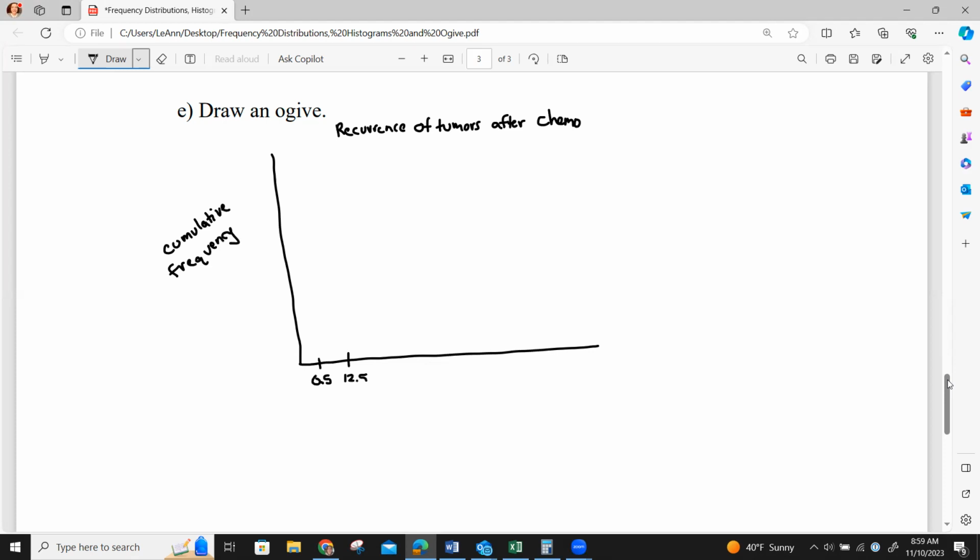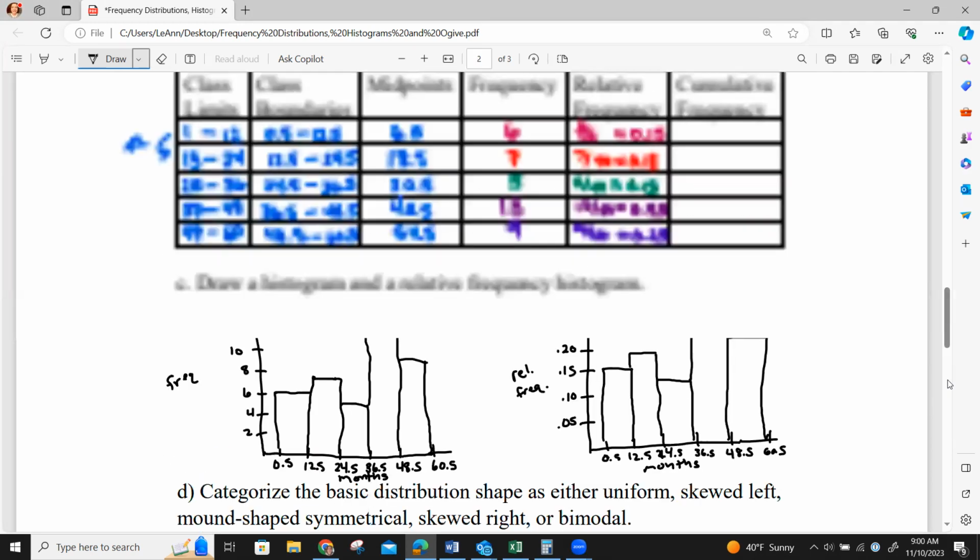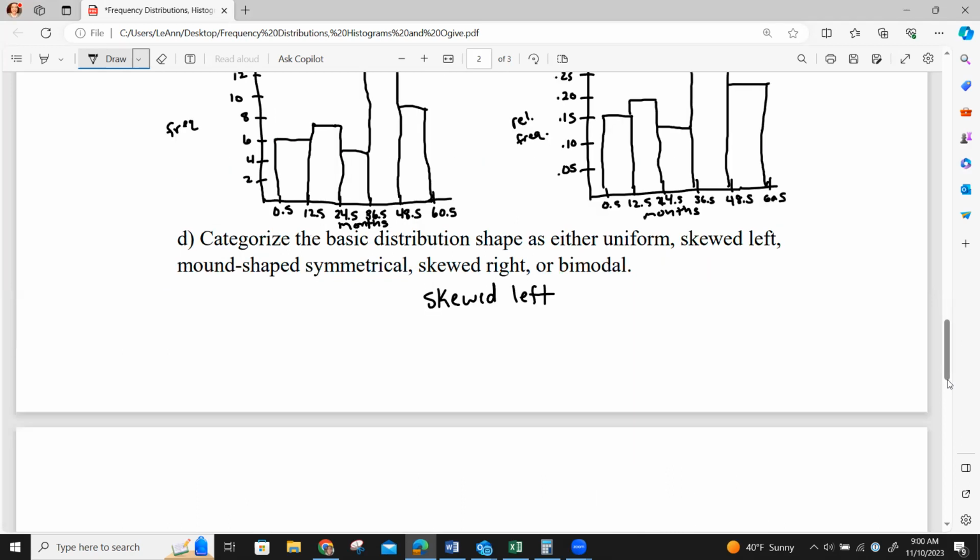So 12.5, and then 24.5, 36.5, 48.5, and 60.5. This was, remember, the months. Okay, now the cumulative frequency should go up to the total number of frequencies, so it needs to go all the way up to 40.